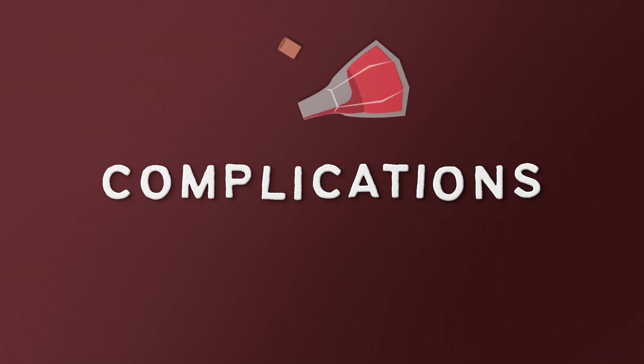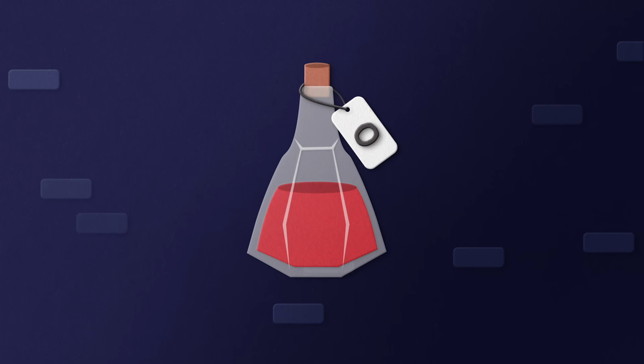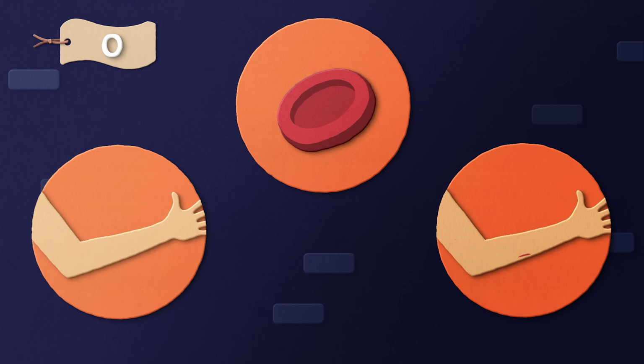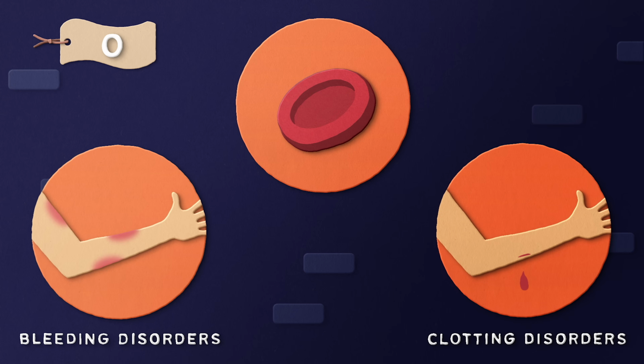Some blood types also have higher risks for certain diseases. While often celebrated for its universal donor status, type O blood can have its drawbacks. People with type O blood are more susceptible to bleeding and blood clotting disorders. They also may have a higher risk of developing ulcers and rupture of red blood cells under certain medical conditions.